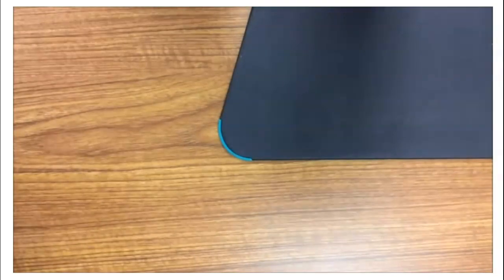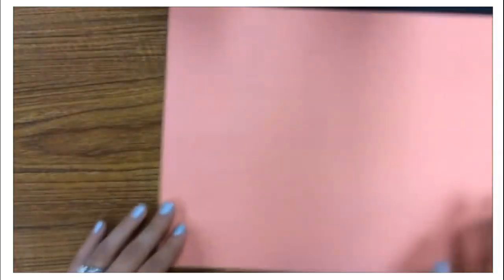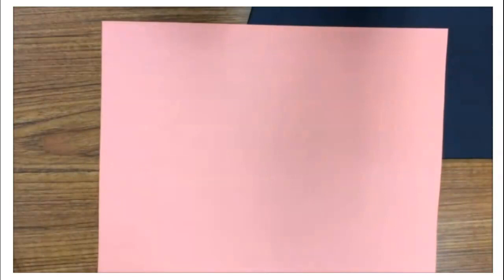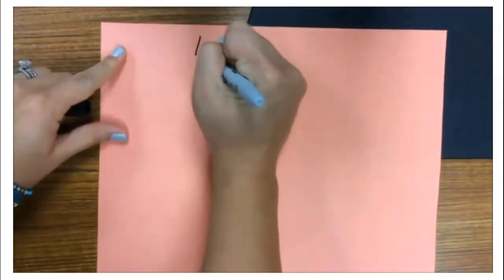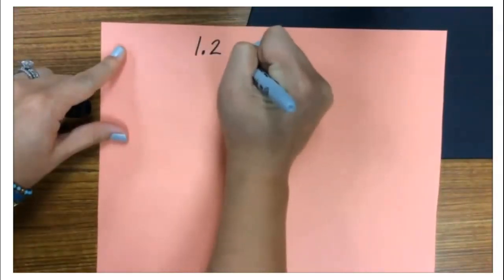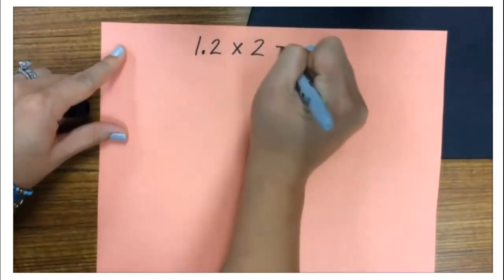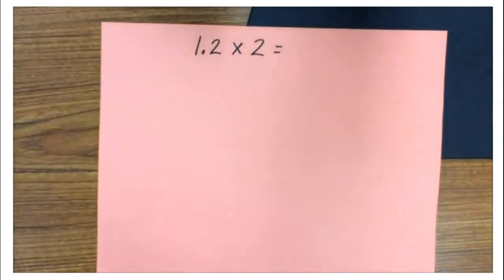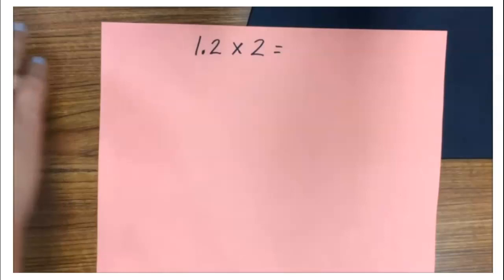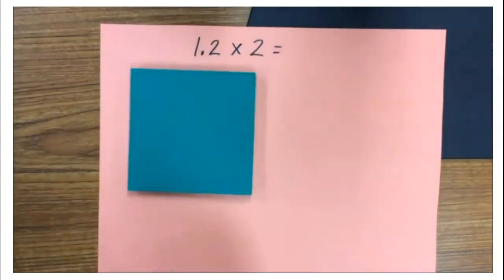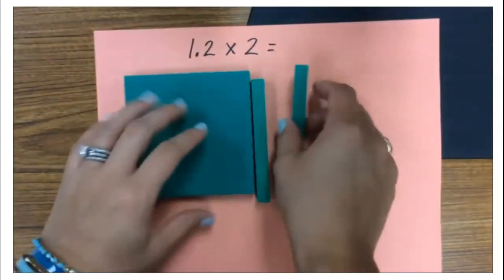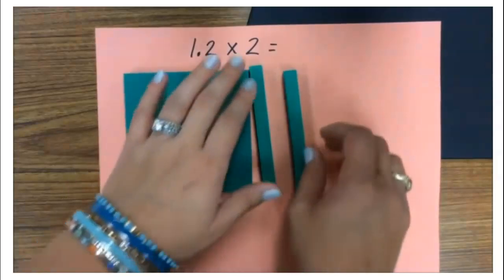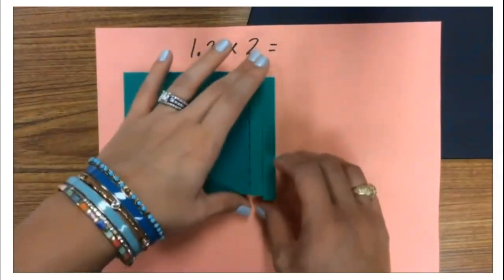Okay, so now we're going to talk about how we can multiply this. So for example, let's say I wanted to build an array. And let's just say I wanted to take 1 and 2/10 and I want to multiply that by 2. Well, I can build an array to show that. First thing I'm going to do is I'm going to build 1 and 2/10. So this represents 1 and 2/10 in my array.